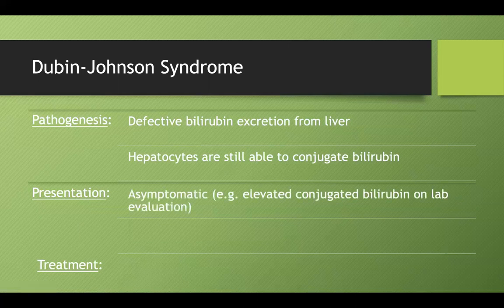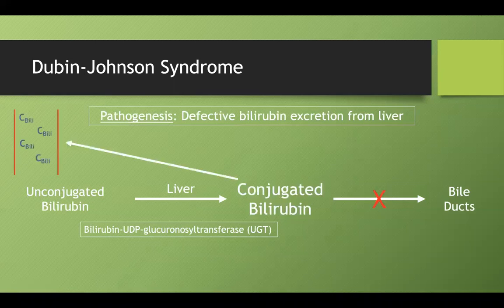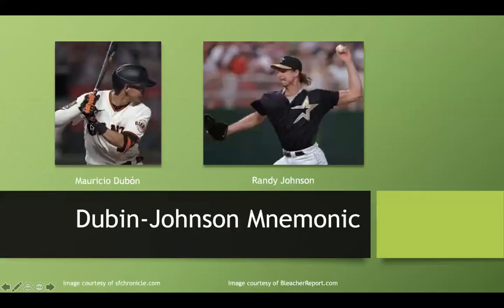And so again, this will usually be asymptomatic, and sometimes you'll be able to see elevated conjugated bilirubin on labs. And if we go back to our framework here, if this X is blocked off, it shouldn't surprise you that you're going to get an increase of conjugated bilirubin, which is different than the unconjugated hyperbilirubinemia that we've been seeing in Gilbert's, Crigler-Najjar, and physiologic neonatal jaundice. And there you can see this conjugated bilirubin can get detected in the blood.